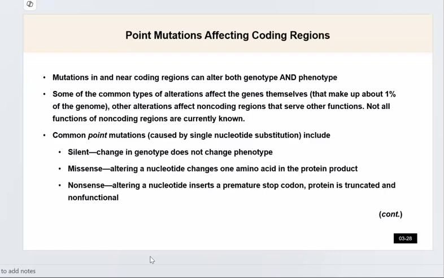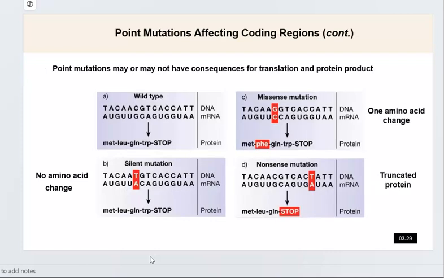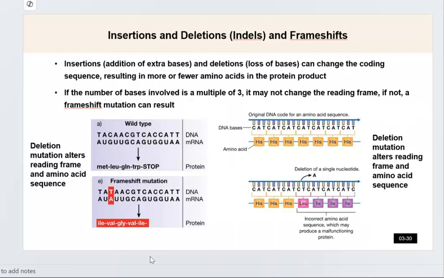So these are some of the point mutations that can affect the coding regions. They can be silent, missense, or nonsense. A silent point mutation is a change in the genotype but does not change the phenotype. Missense is altering a nucleotide that changes one amino acid within the whole protein product. And then nonsense alters a nucleotide and inserts a premature stop codon. The protein is truncated and non-functional. That's just one of their examples. Here's some of the point mutations and what that looks like.